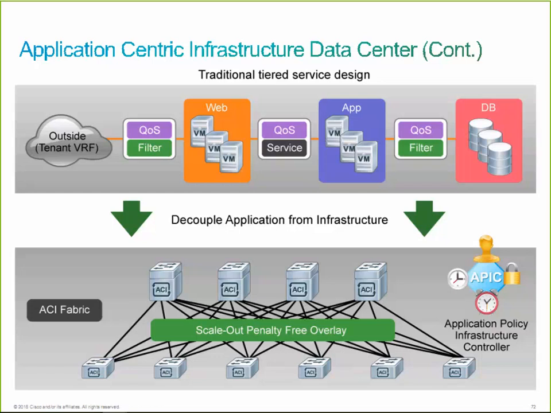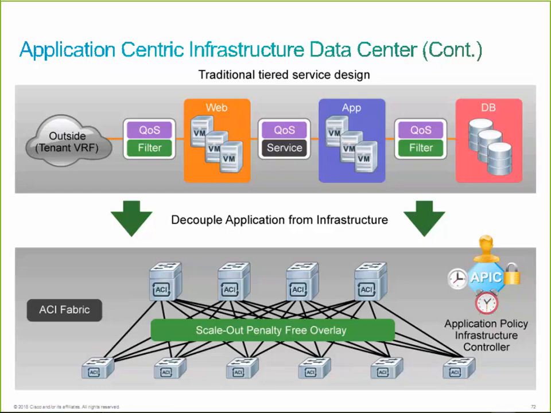So the diagram you're seeing here gives us a comparison to a traditional tiered application architecture, which then gets deployed in our ACI Fabric. And we define, as you can see listed here, the objects and the communication requirements that get sent back and forth between these components. So we see our traditional tier design, we have our outside tenant VRF with QoS and a filter, we have our web component, our application component, our database component, and so on.